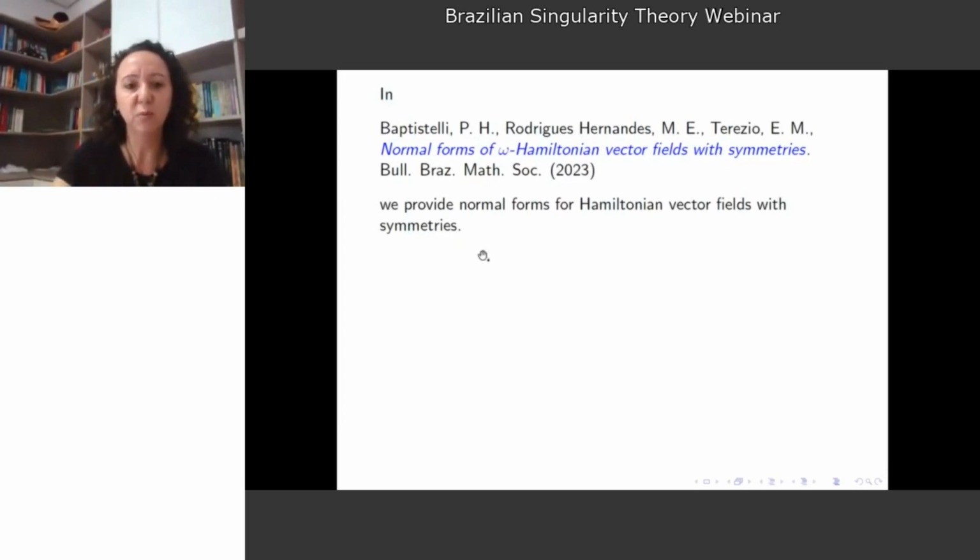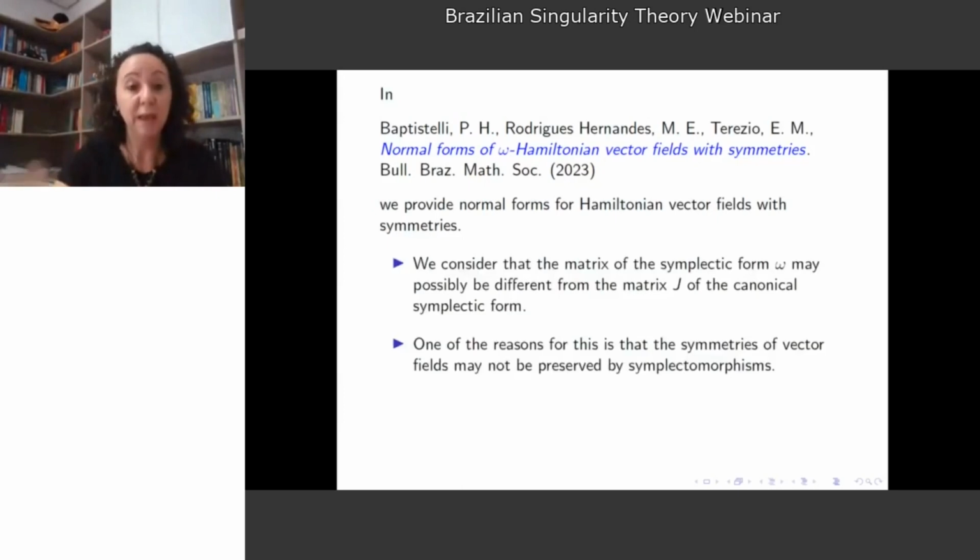Our study provides normal forms for Hamiltonian vector fields with symmetries, when you take into account the symmetries and the matrix. We consider that the matrix of the symplectic form may possibly be different from the matrix J of the canonical symplectic form. But why is this study interesting if we know that all symplectic vector spaces are symplectomorphic to R2n and the matrix J? Why is it different to consider another matrix that's not the classical one?